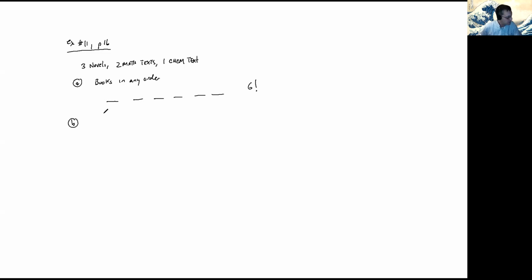In B, we are requiring that the math books are together and that the novels are together. So you cannot separate them on the shelf. So if a math book goes, say, in slot number 3, a math book must either be in slot number 2 or in slot number 4. They have to be touching each other. Okay, so how do we do that?